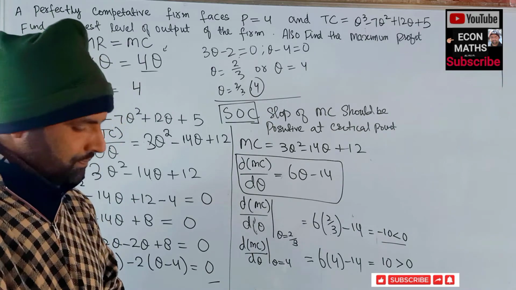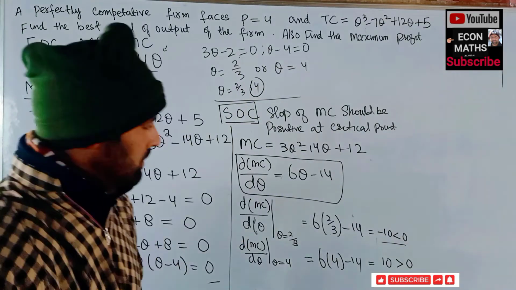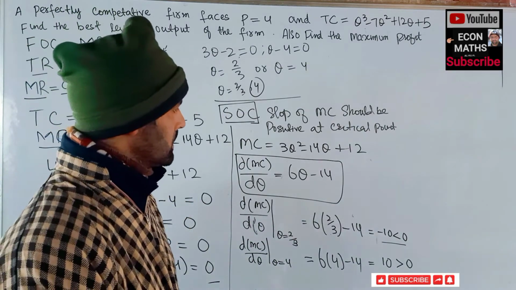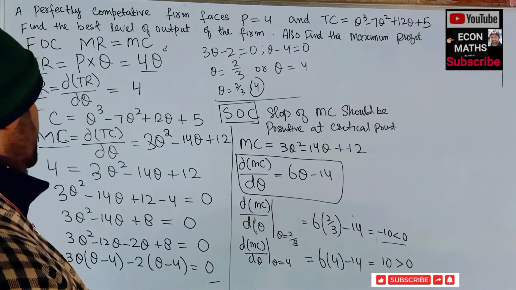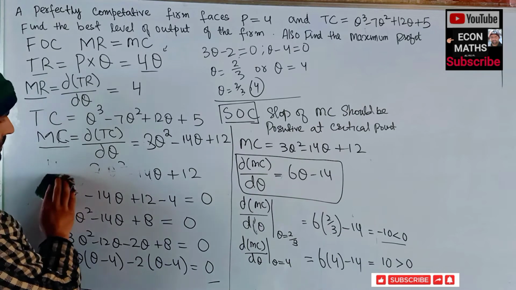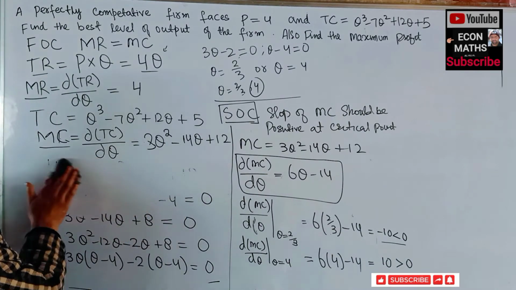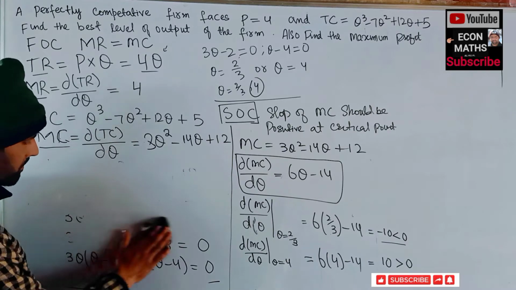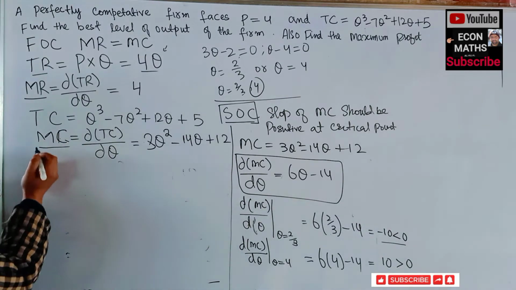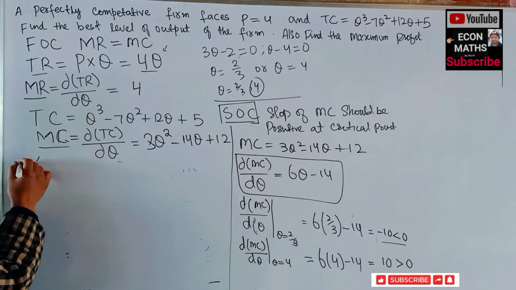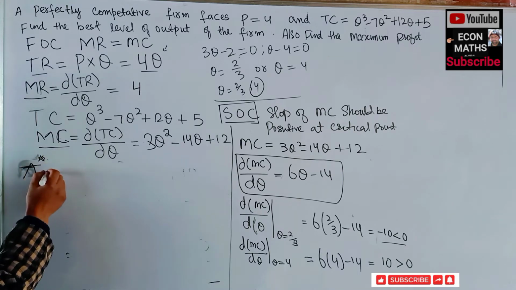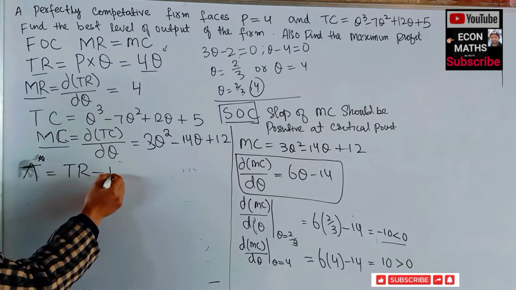Okay, now we have to find the total profit. So I will rub this out here. Now our maximum profit, that is pi, our maximum profit is equal to total revenue minus total cost.